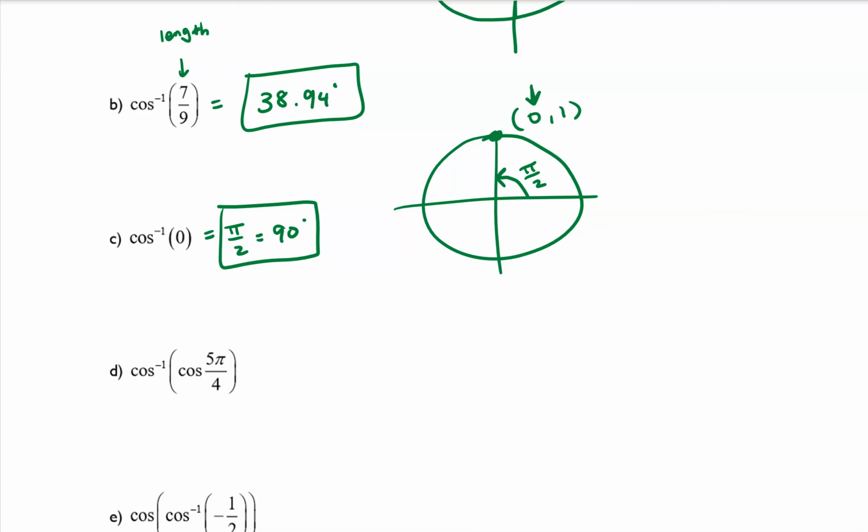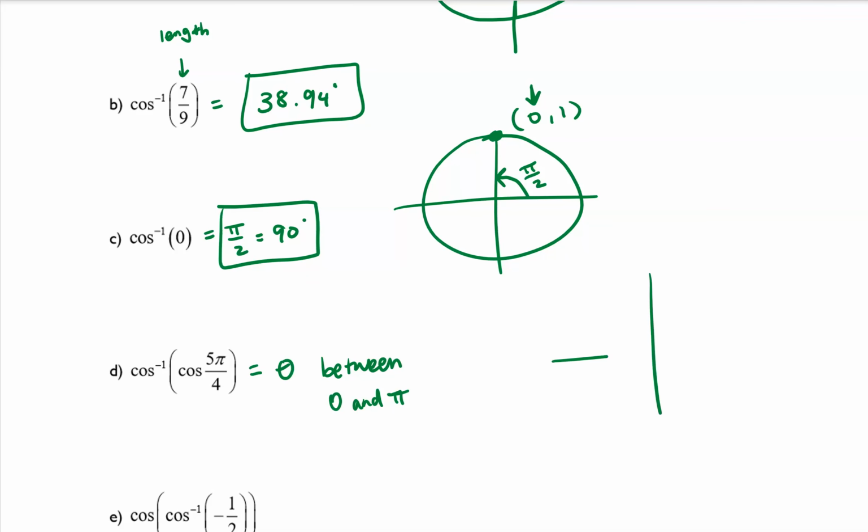All right, so part D wants us to evaluate cosine inverse of cosine of 5 pi over 4. Normally, we would cancel these out, or they would undo each other, and we'd just be left with 5 pi over 4. However, 5 pi over 4 is not in the domain of cosine inverse, so we're looking for an angle between 0 and pi, which again, 5 pi over 4 is greater than pi, so it's not in that interval.